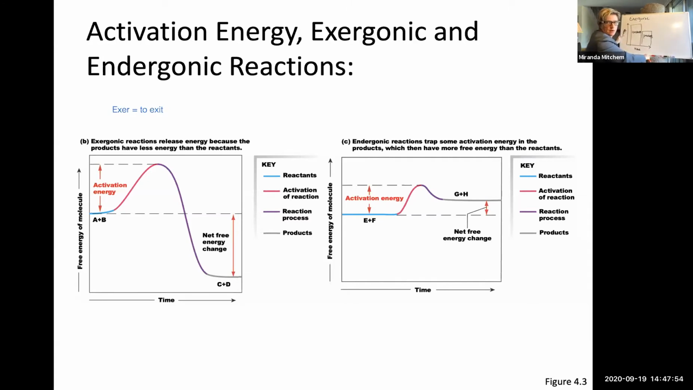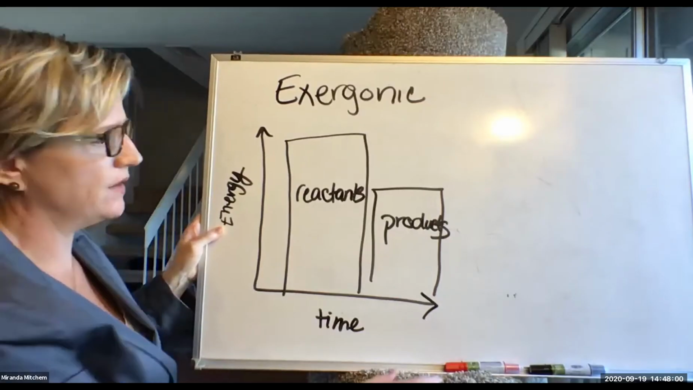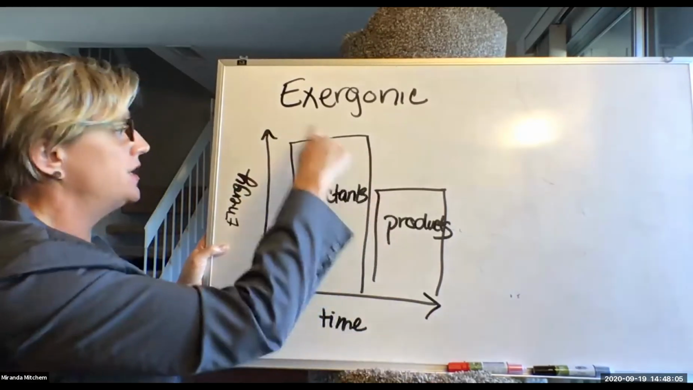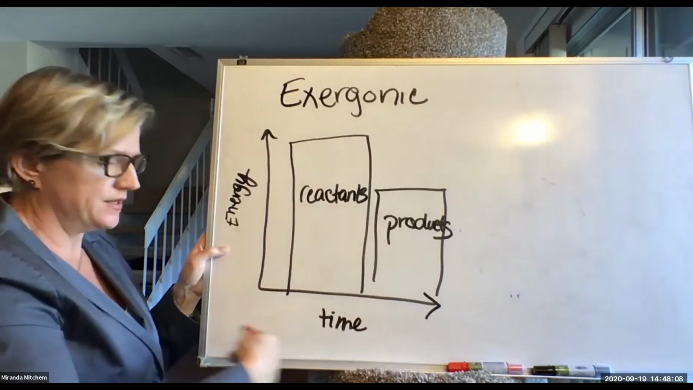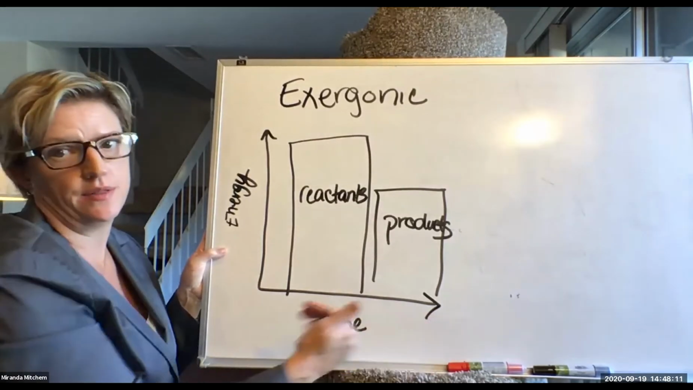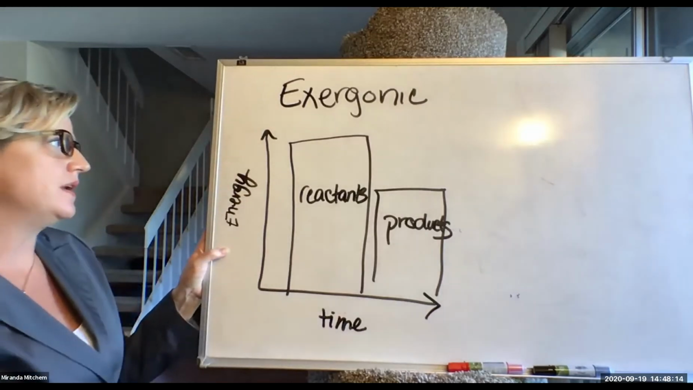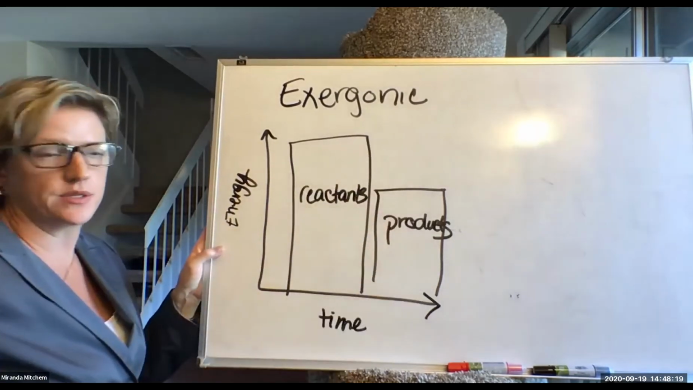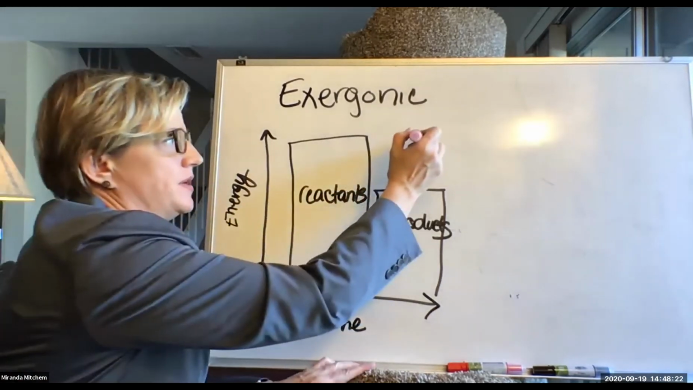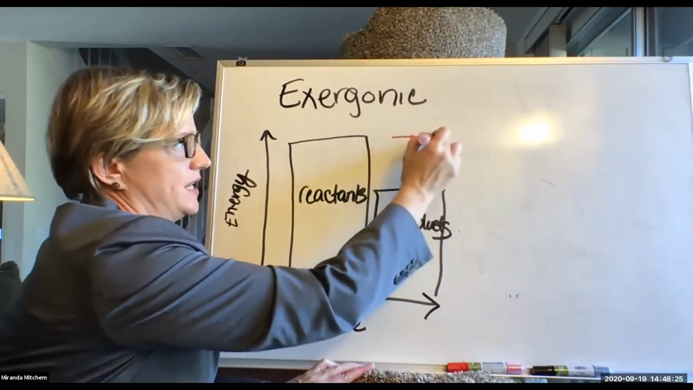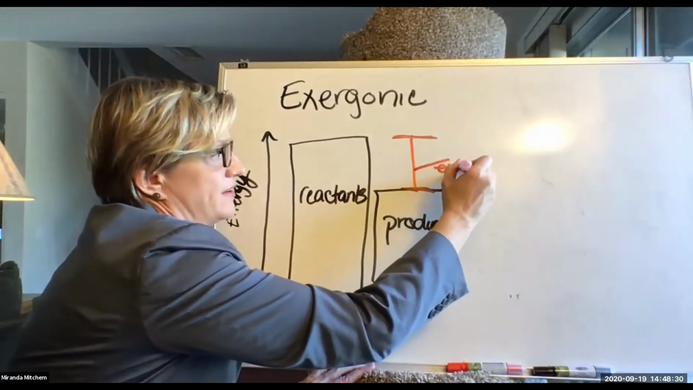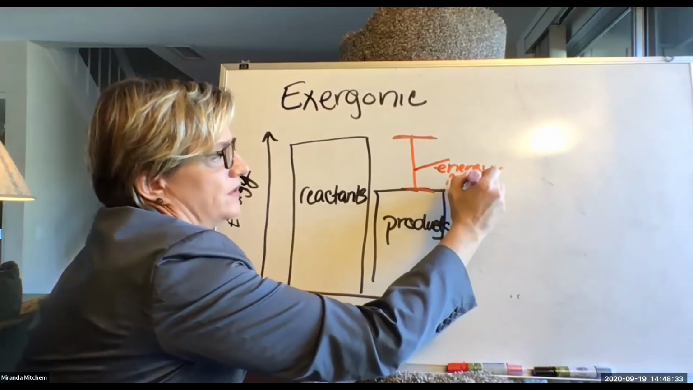In the exergonic chemical reaction, there is exiting energy. Another way of representing it, still with the same axes, time on the x and energy on the y: the reactants have a higher energy level than do the products. So the difference in energy between the reactants and the products is going to be energy left over.